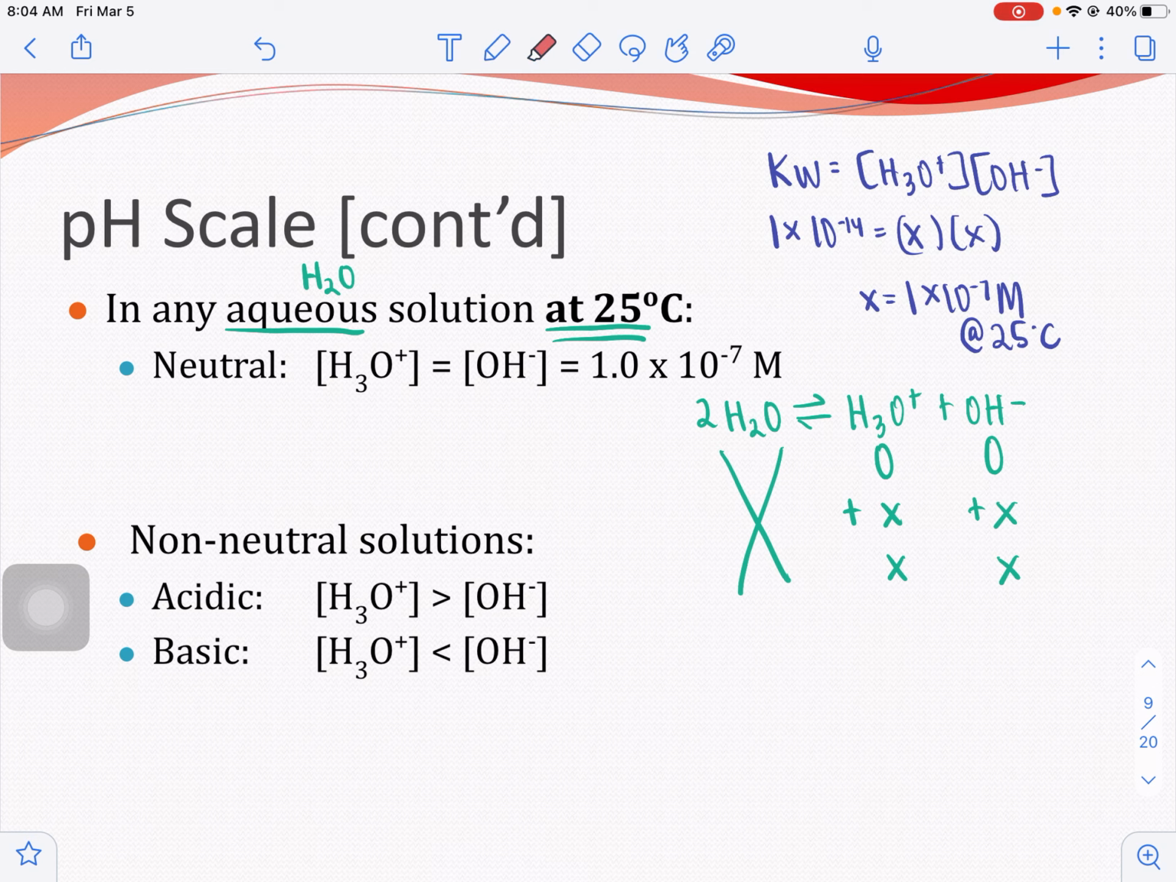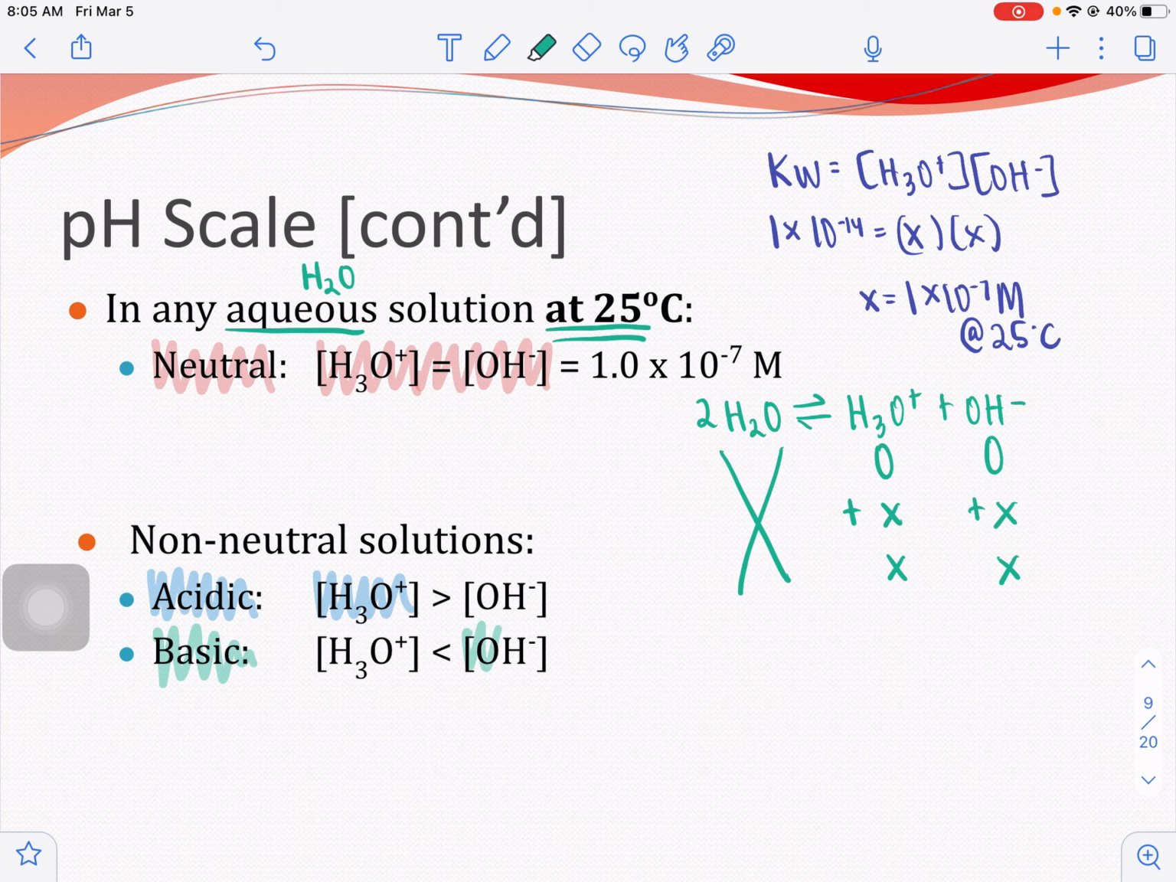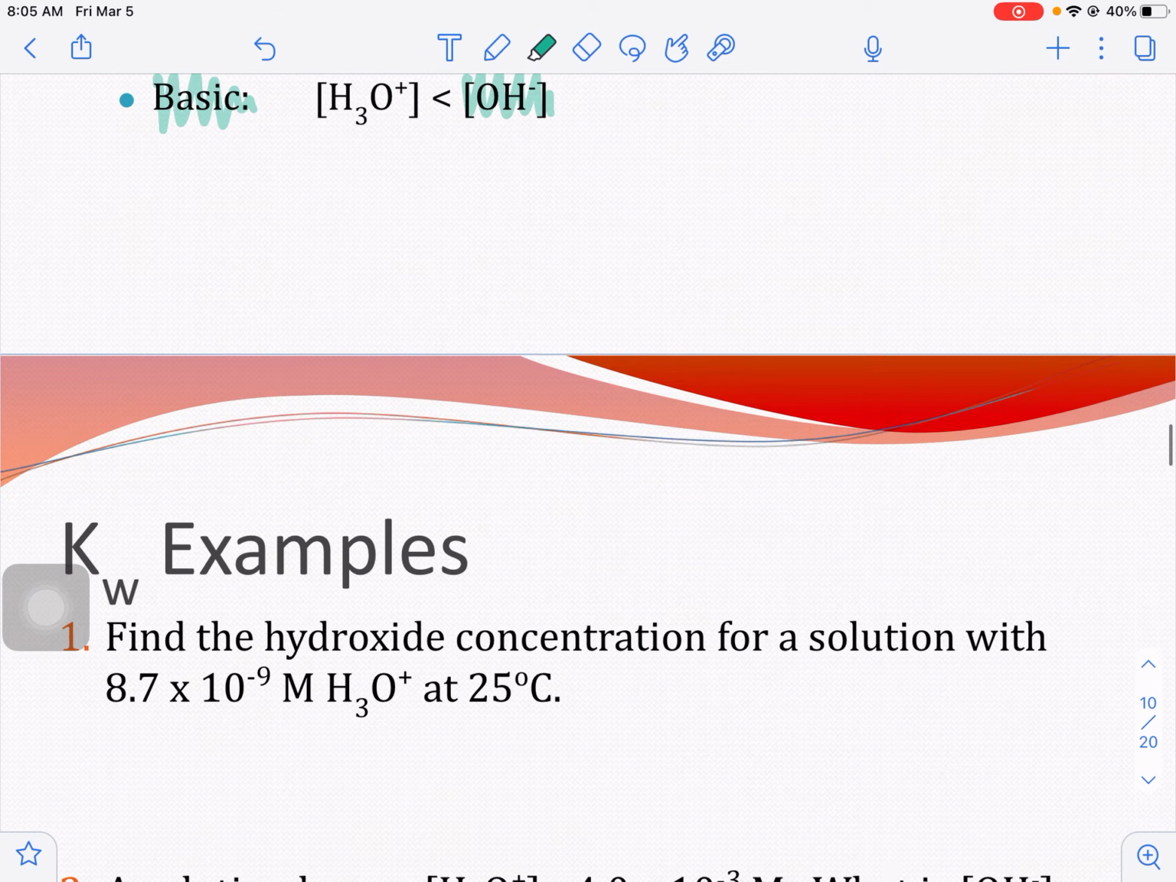But what is always true, if your solution is neutral, these two are equal in concentration. That's the definition of a neutral solution. If your solution is not neutral, it's a variation of which one is in higher concentration. And this should make sense. Acidic solutions have more hydronium. Basic solutions have more hydroxide. Right? But in water, if you know the hydronium, you can always find the hydroxide. So we'll do 2 of those, and that's my guess of how far we'll get in class today.